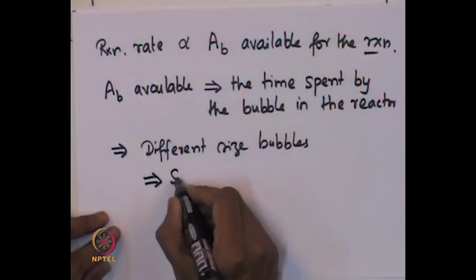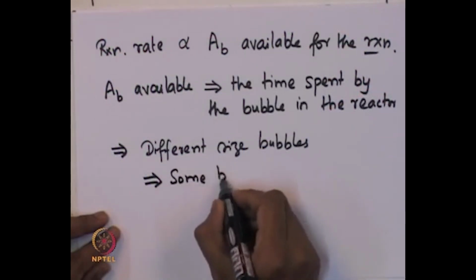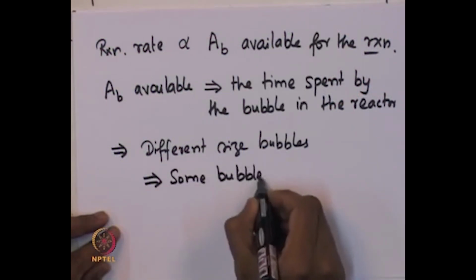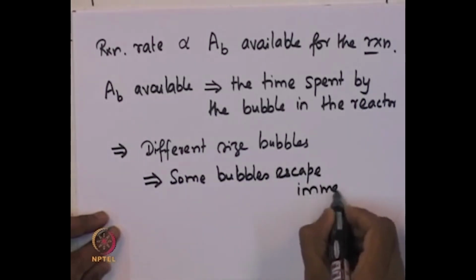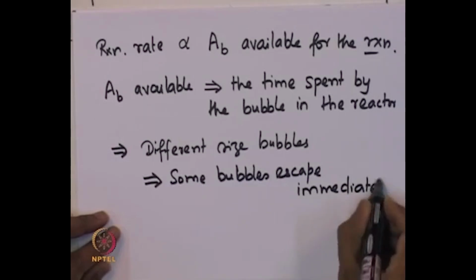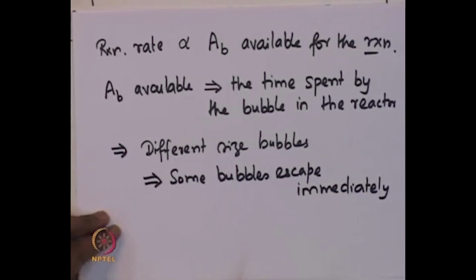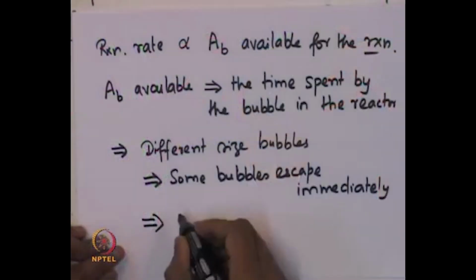So, clearly some bubbles may actually escape immediately. As soon as they are created, they will quickly go to the top of the liquid stream and then leave the reactor. And so the amount of time that these bubbles, which have left immediately, would have spent will be extremely small. Now, others might spend more time.